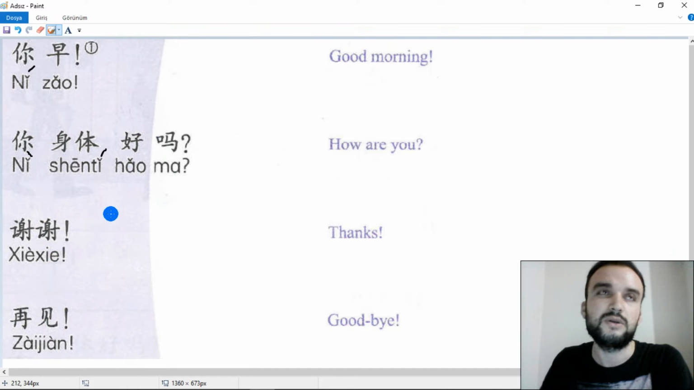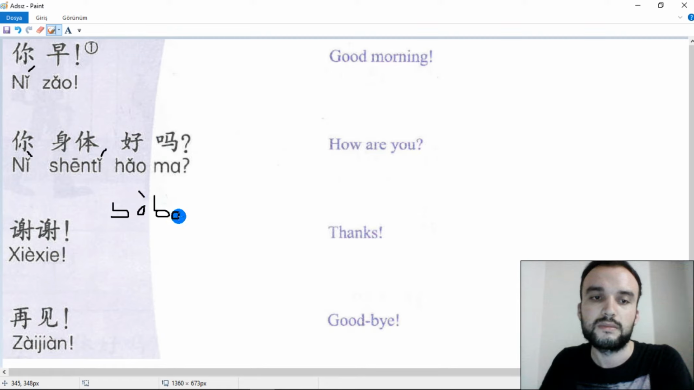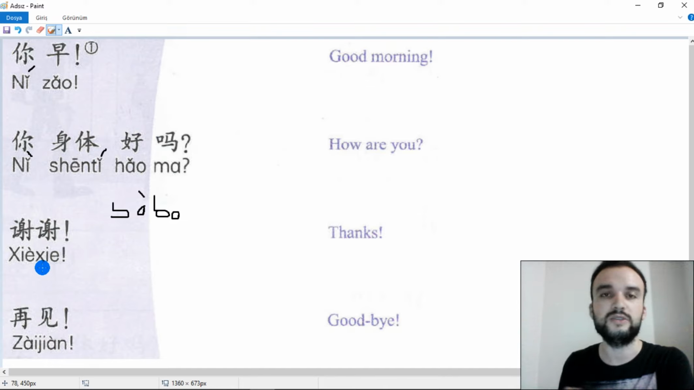And we saw Baba and Mama. Do you remember that? For example, Baba. The first has a tone, the other doesn't. If there are two same characters together, the second one doesn't have a tone. So how can we pronounce that? Xie xie. The second xie is relaxed. Xie xie. Xie xie means thank you.